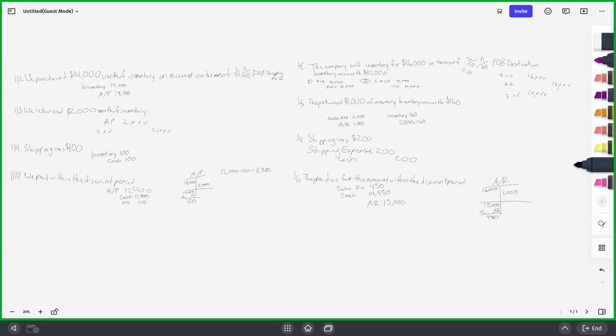This is what you would see on any of your homework and any of the tests. This is the exact process you would go through for all the journal entries.